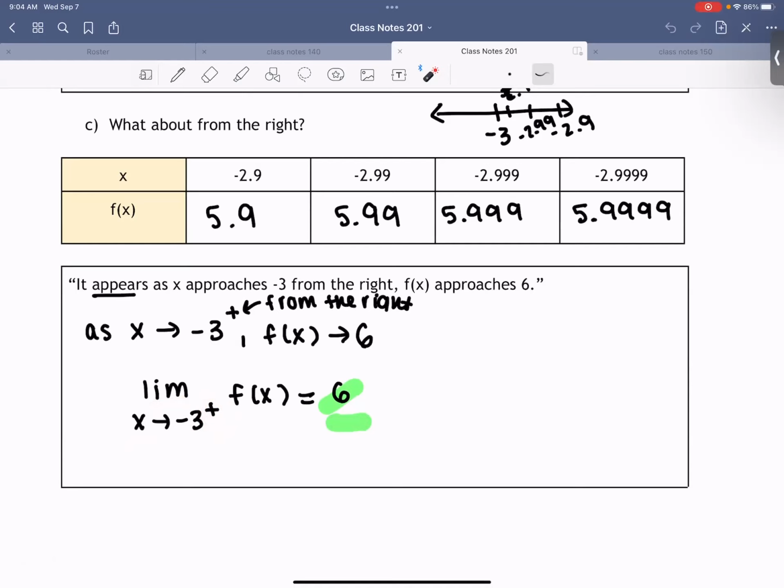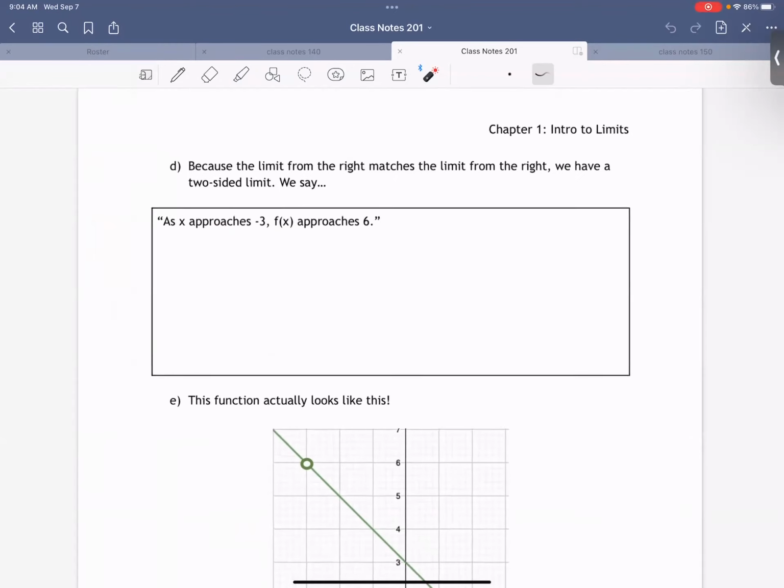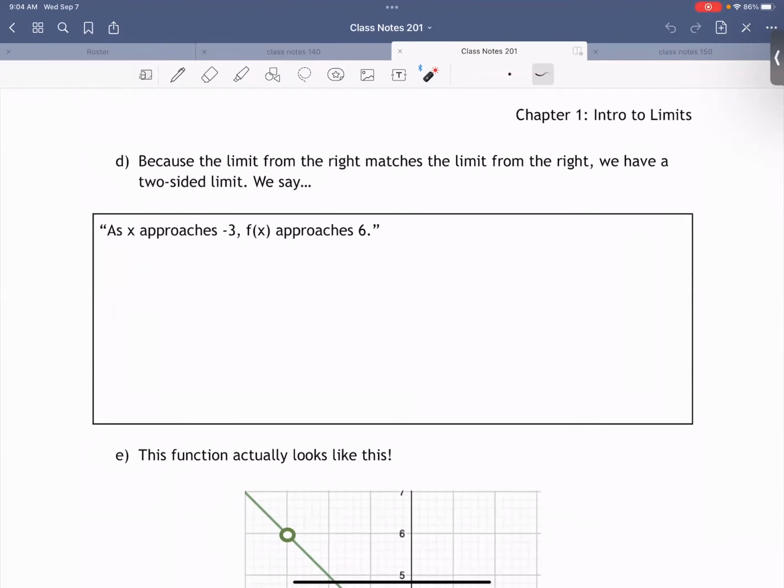Since the left-hand limit and the right-hand limit were the same number, they were both 6, we were able to set up a two-sided limit. Okay, the left-hand limit and the right-hand limit are the same. As we approach from the left, the y values approach 6. As we go from the right, the y values also approach 6.